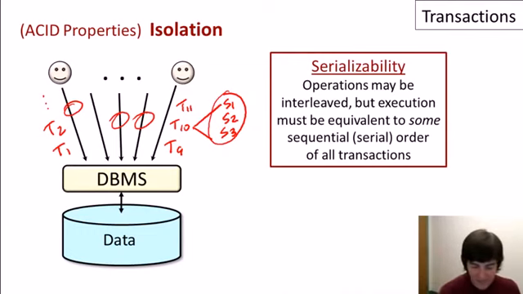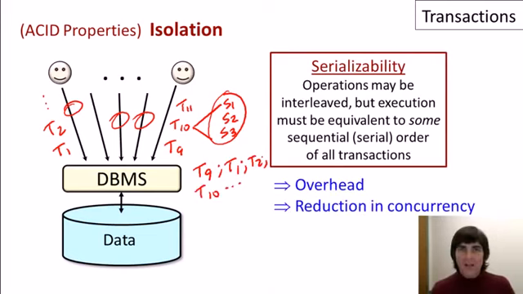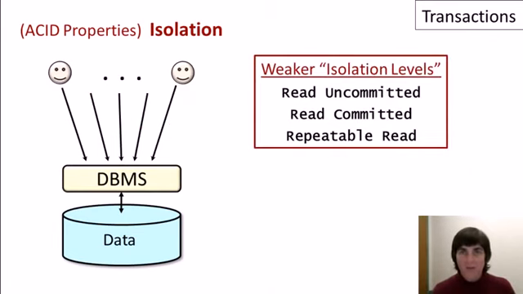For example, in this case, the system may enforce behavior that's equivalent to, say, doing transaction T9 first, then maybe T1, T2, and then T10, and so on. Serializability gives us understandable behavior and consistency, but it does have some overhead involved in the locking protocols that are used, and it does reduce concurrency. As a result of the overhead and reduced concurrency, systems do offer weaker isolation levels.